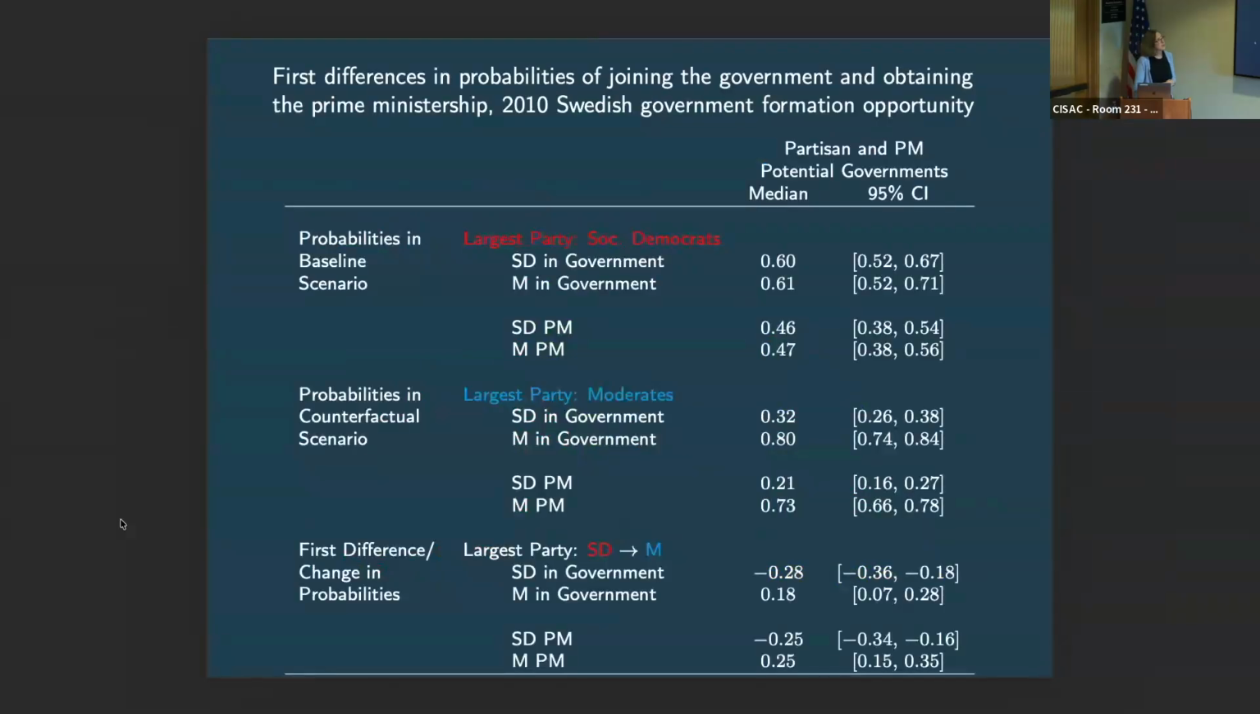What you can do with a case like this is calculate probabilities in a baseline scenario. So we figured out the probabilities of both parties getting into government and becoming the prime ministerial party with the values set to the actual values in Sweden in 2010. Then we can calculate a counterfactual scenario. And this is where we've flipped the identity of the largest parties. We've swapped their seat shares. And then you can calculate the change in probabilities to see what difference this makes.